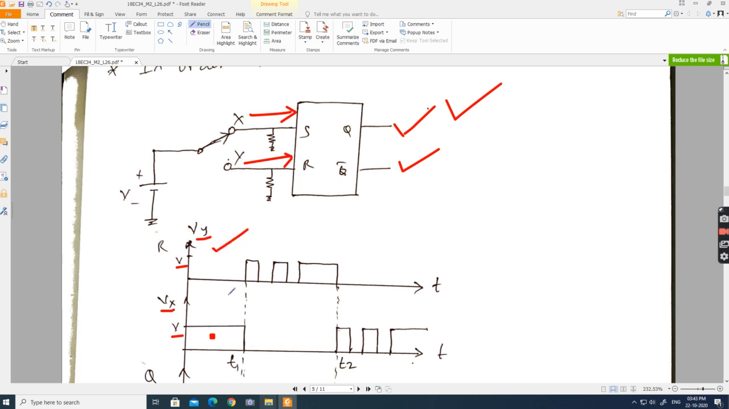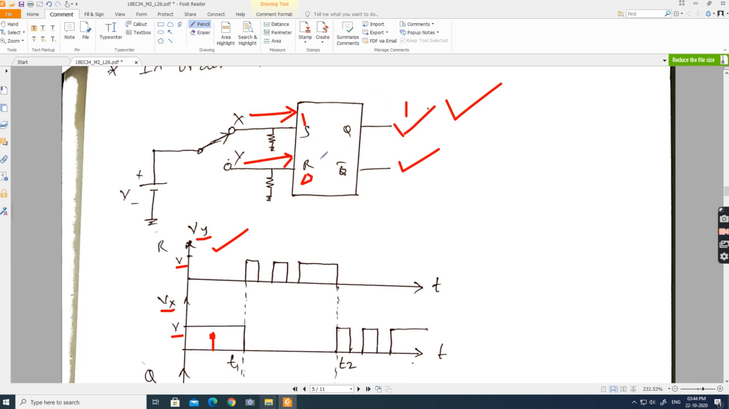Now look at the Vy graph. What is the Y condition here? In this region, Y is 0, whereas X is 1. Correct? What will be the output? R is 0, S is 1. What output do you extract? Q and Q bar. Okay, S is 1, so Q is 1. S is 1 means set, so the output Q is set.